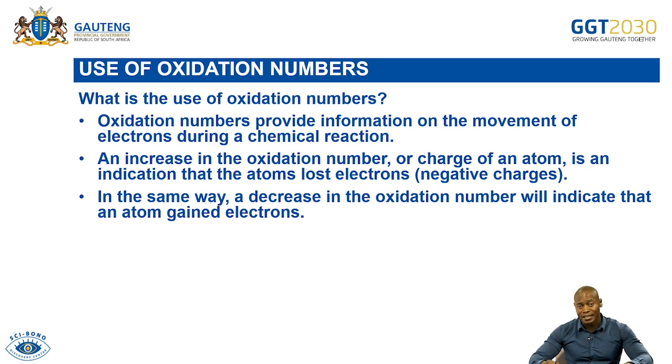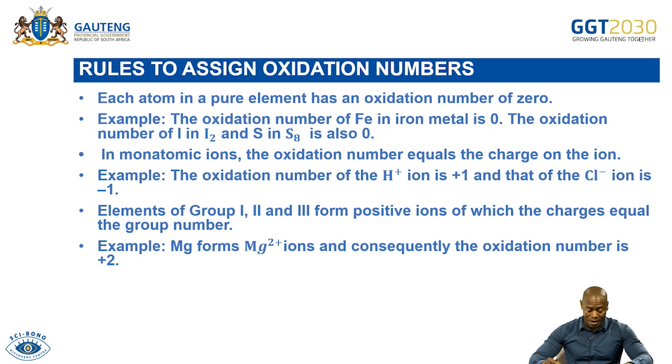If there's an increase in oxidation number, the atom is losing electrons, but if there's a decrease in oxidation number, then that atom is gaining what? Electrons. So that is the importance of oxidation numbers, right?